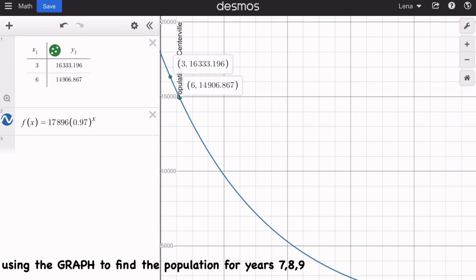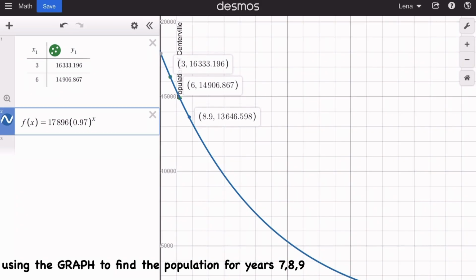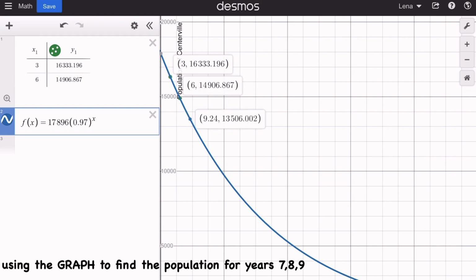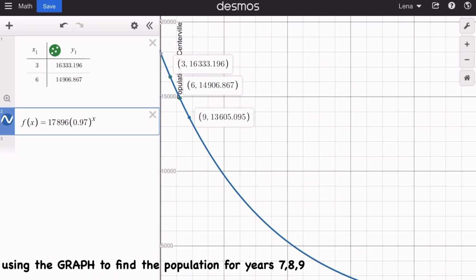The initial goal of this problem was to find the population for years 7, 8, and 9. And so we can do that by trying to find the point when x is 7, which is about 14,460. And for year 8, we can do the same thing. Stop when x equals 8, which is 14,026. And for year 9, 13,605. So that is one method on how to solve for the population when it is year 7, 8, and 9.